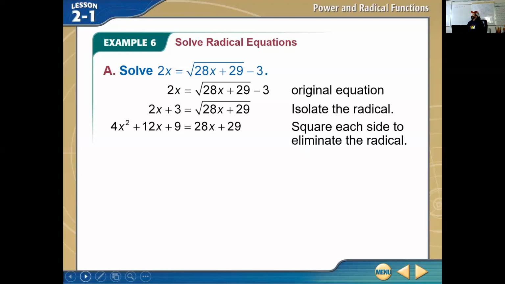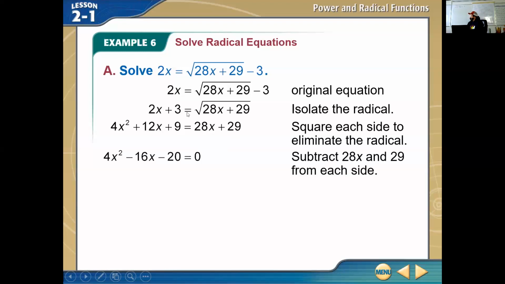Then they want to move everything from this side over to this side. So they subtracted 28x and they got negative 16x. They subtracted 29 from both sides and they're left with a negative 20. They want to get it to this form because here we have multiple options on how we can solve it. This is just a quadratic. We could use the quadratic formula. But this one is factorable. If we really wanted to, we could use the quadratic formula. Have that in your back pocket as well.